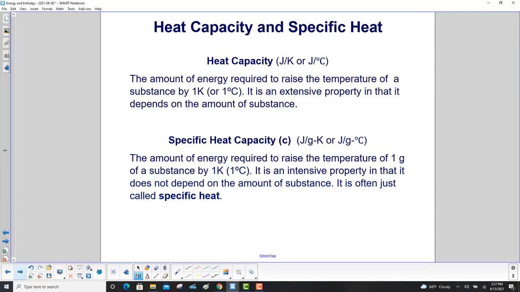Then we have specific heat capacity, represented by a lowercase c, which will be joules per gram Kelvin or joules per gram degree Celsius. That's the amount of energy required to raise the temperature of 1 gram of a substance by 1 Kelvin or 1 degree Celsius. It is an intensive property in that it does not depend on the amount of substance. It is often just called specific heat.